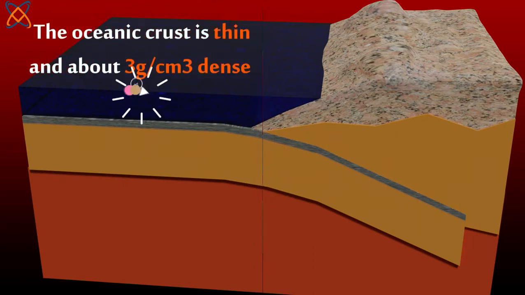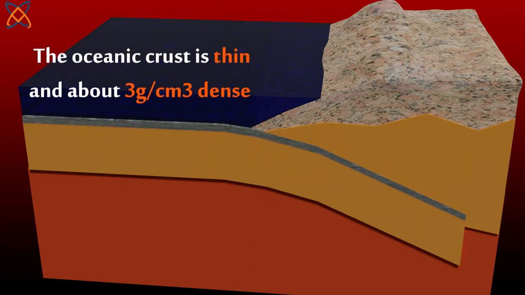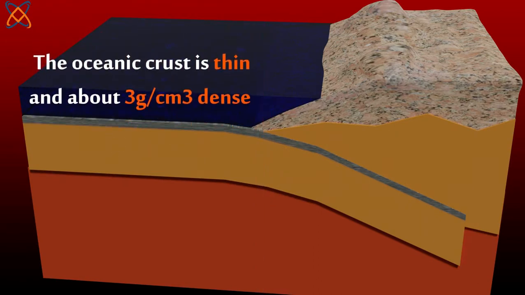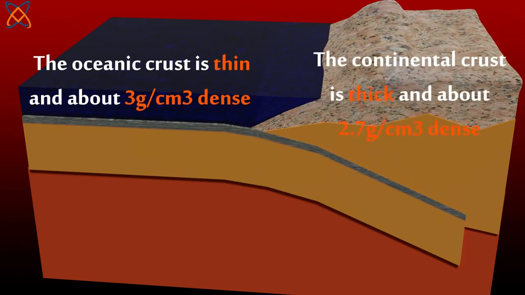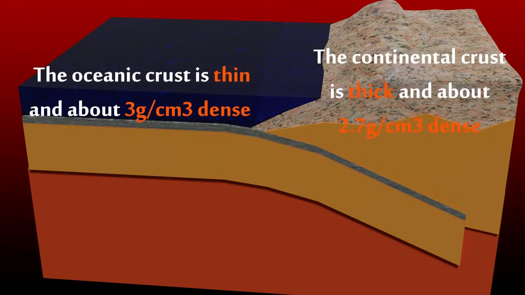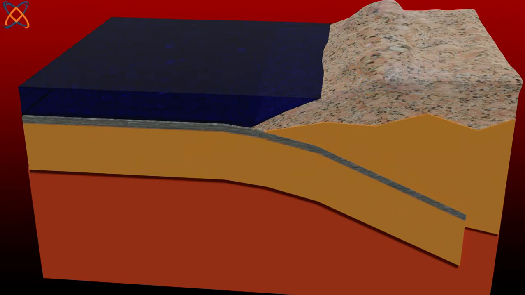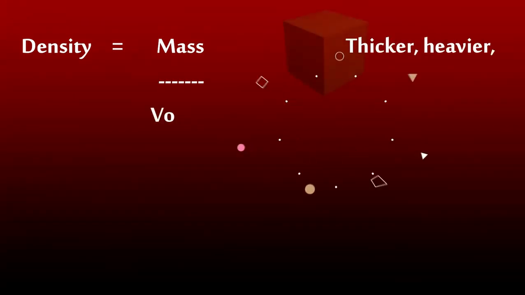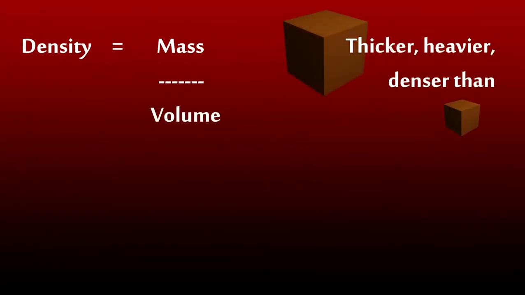The oceanic crust is thin and about 3 grams per cubic centimeter dense, while the continental crust is thick and about 2.7 grams per cubic centimeter dense. We'll go a little into physics here. Please hang on and don't get lost. Density is mass divided by volume. Therefore, one expects a thicker material to be denser.